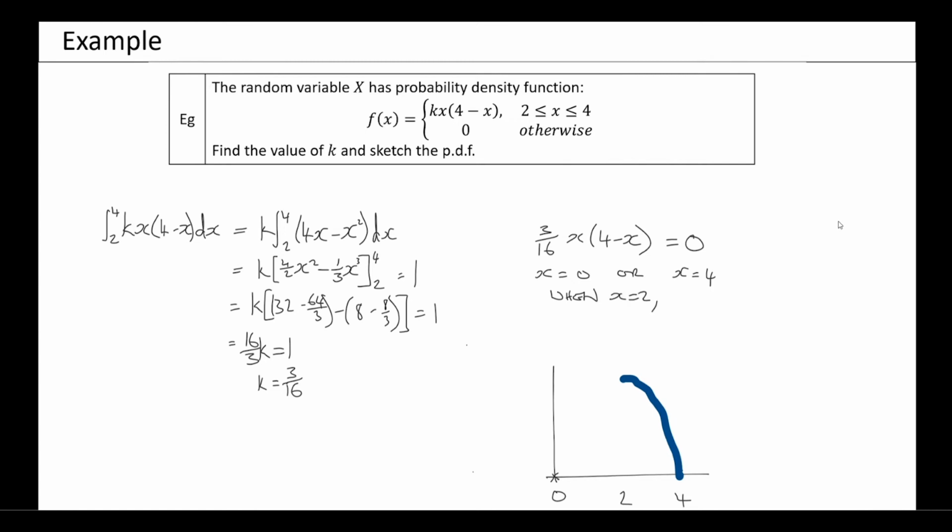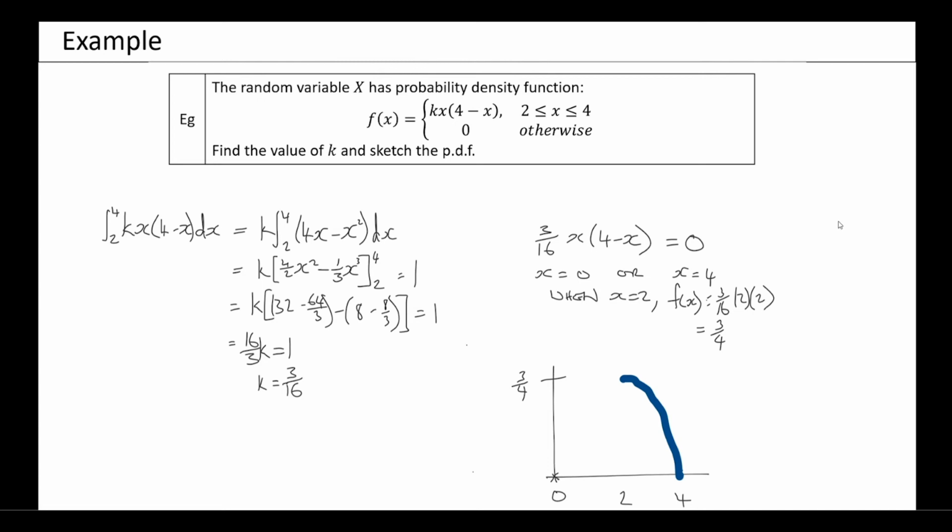Okay, so let's check this out. When x equals 2, what does the function equal? So we'll just substitute 2 into the function. That will give us 3 over 16 multiplied by 2 multiplied by 4 minus 2. So that's 3 over 16 times 4, and in our heads we get 3/4. So when x equals 2, the value of this function is 3/4. And now this would be the complete sketch we were looking for.